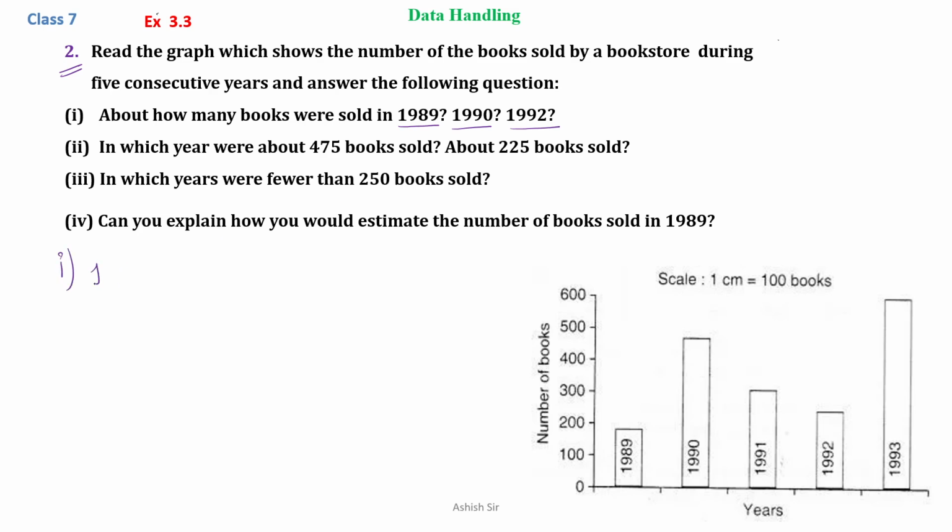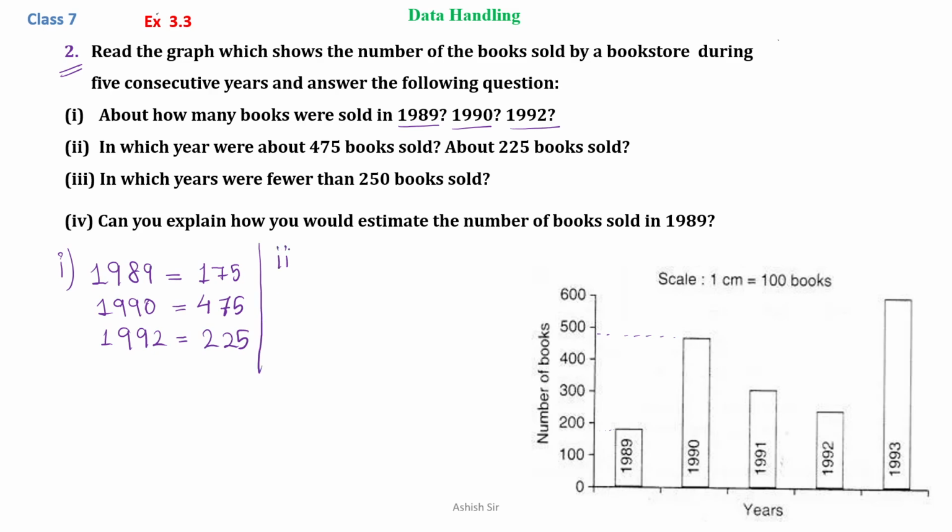So to answer the first one, we write the number of books from the graph. That is, in 1989, the graph states that about 175 books were sold. Then in 1990, if we see from the graph, it is slightly lower than 500. So it is 475 books sold in 1990. Then in 1992, we see that the books sold were approximately 225.